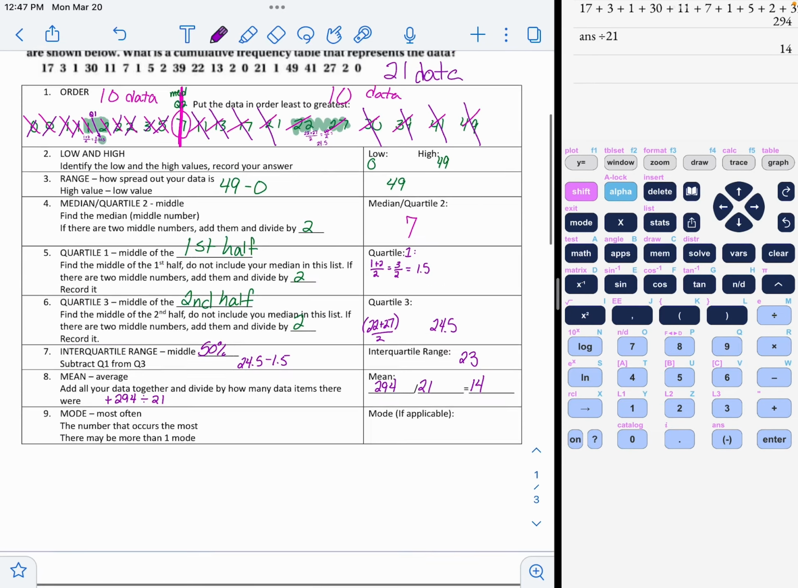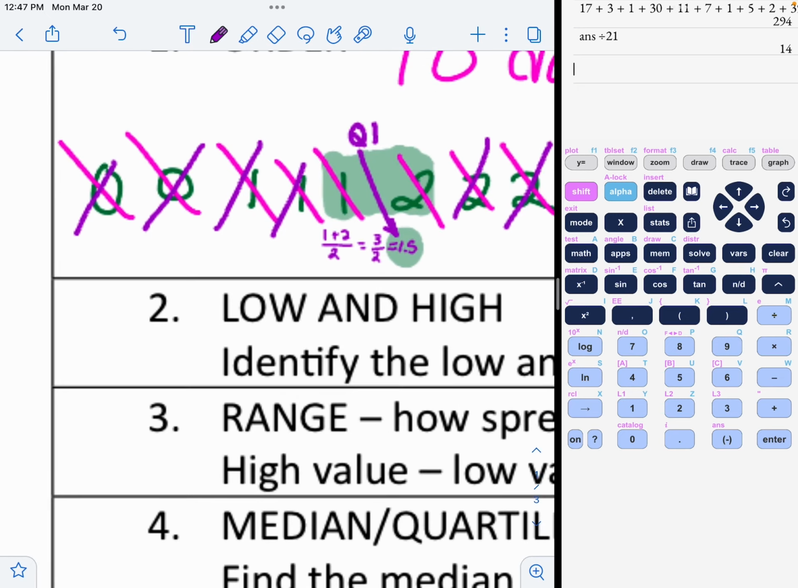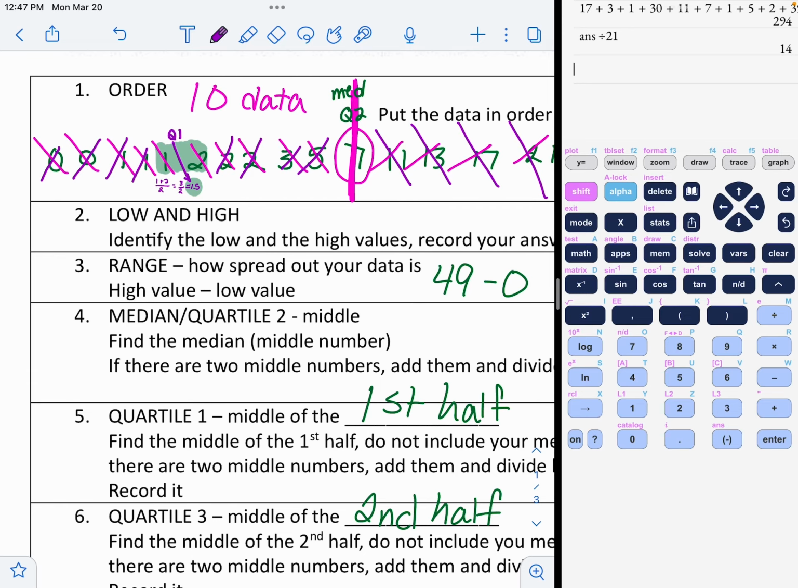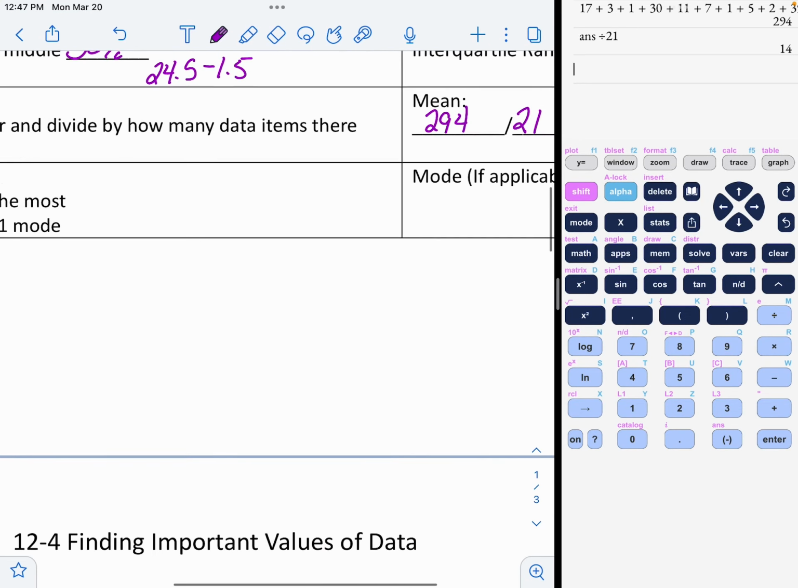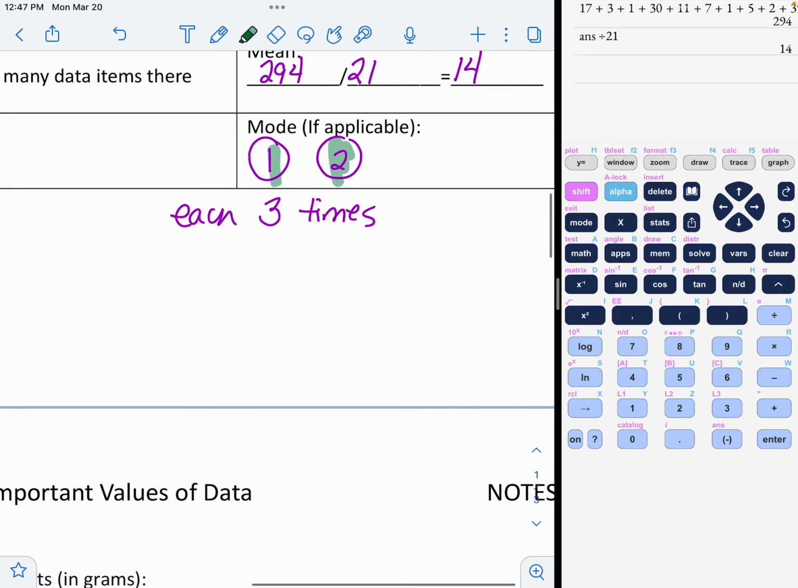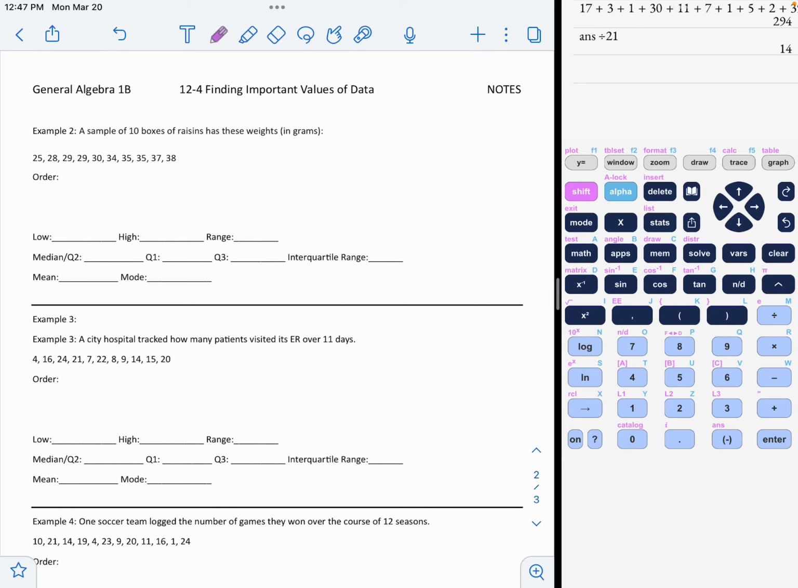And my mode is the one that occurred the most. So let's see up here. I think it was 1 and 2, right? There are 3 ones and there are 3 twos. That means I have 2 modes. It's called bimodal. So 1 happened the most and 2 happened the most. They each happen 3 times. So this is bimodal, and both of them are your modes. Okay, now we're going to do that again, but I'm going to give you different examples of different types of data.